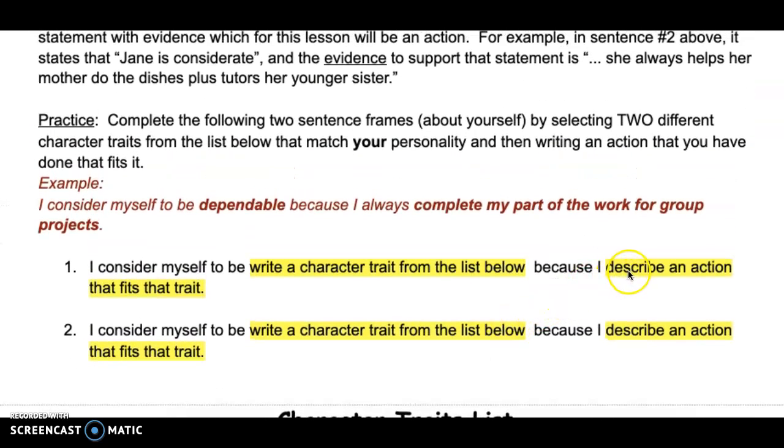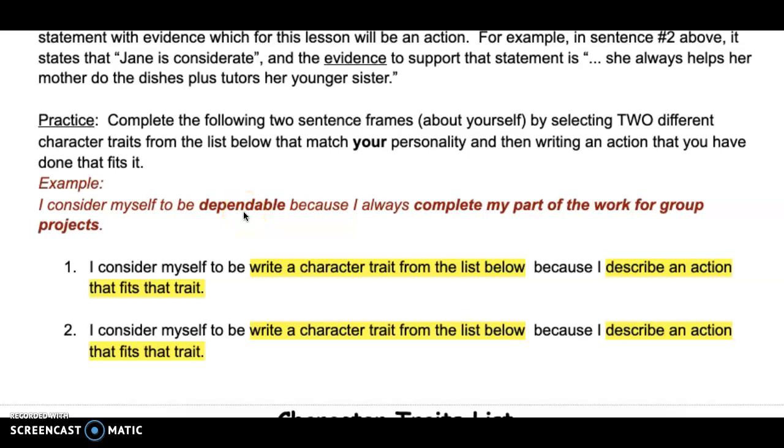Because, and then you have to describe an action that fits that trait. And you're going to do that for 2 different character traits. Here's an example for you in case you're not understanding how to complete the frame. I consider myself to be dependable because I always complete my part of the work for group projects. So this is the evidence. It's the action that proves that this person is dependable.